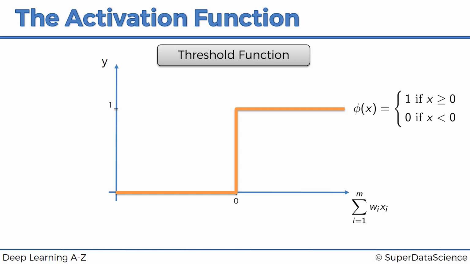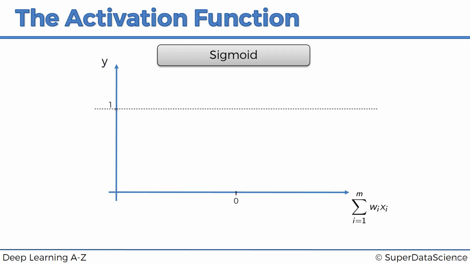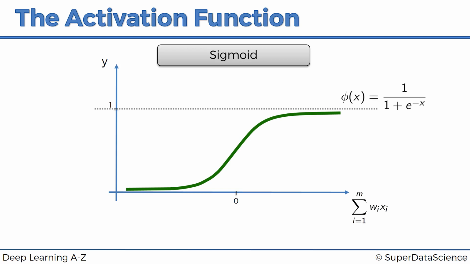Let's move on to something a bit more complex now. The sigmoid function, a very interesting formula that we have here. There it is, 1 divided by 1 plus e to the power of minus x, where, of course, x is the value of the weighted sum. And so this is what the sigmoid looks like. It's a function which is used in logistic regression, if you recall from the machine learning course.